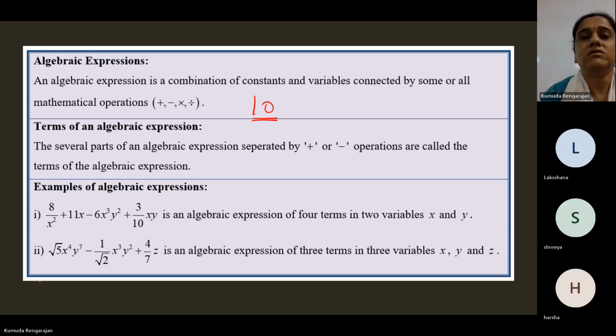So after understanding the terms constants and variables, we can understand this term algebraic expression. An algebraic expression is a combination of constants and variables connected by some mathematical operations or all mathematical operations.